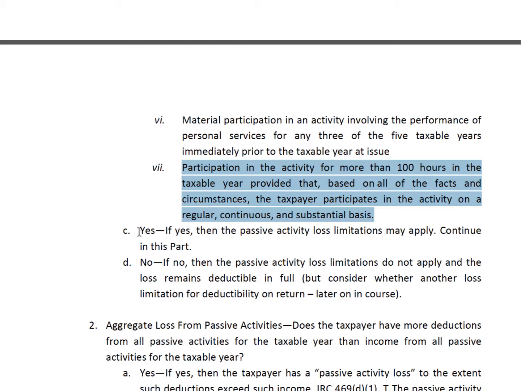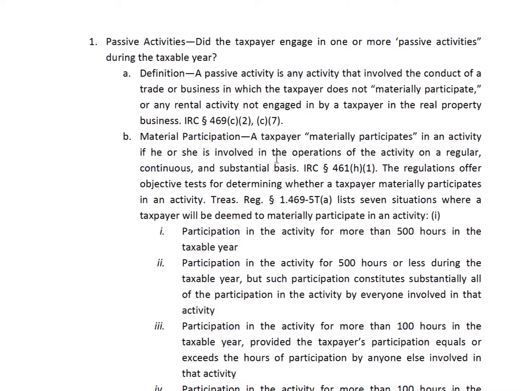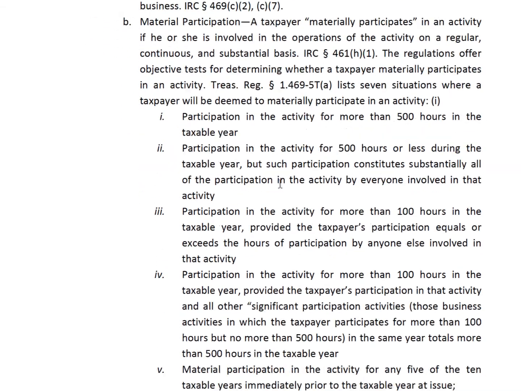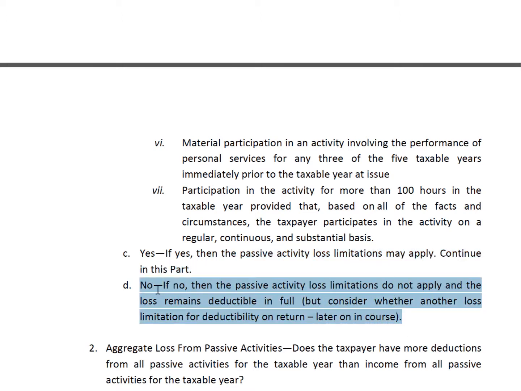If you do have material participation... So if somebody is not materially participating, so a yes, then the passive activity loss limitations apply, Section 469, meaning you can only offset your passive losses with your passive income. If no, then you have to consider whether it's active or portfolio, which I'll explain what portfolio is in a moment, but it's probably going to be active.